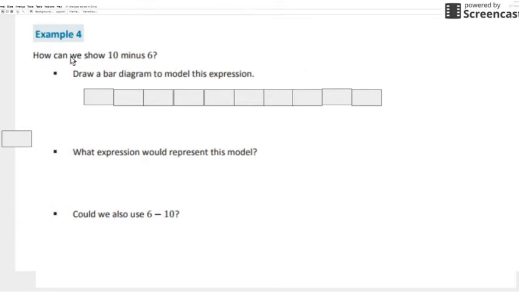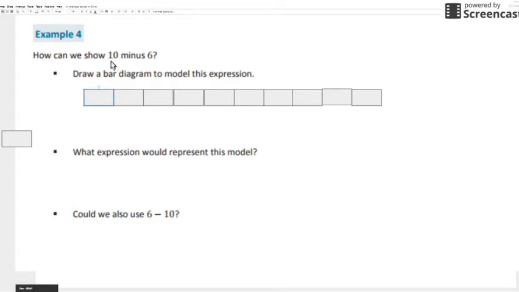All right, hello students. Now we're going to move on to example 4. In the first one we talked about addition. We're going to talk about subtraction here. Here it says, how can you show 10 minus 6? It says, draw a diagram. Well, I've already set up the diagram for us to save some time. So if you want to hit pause and create the same diagram on your paper, then we're going to talk about what this means. It says, draw a bar diagram to model this expression.